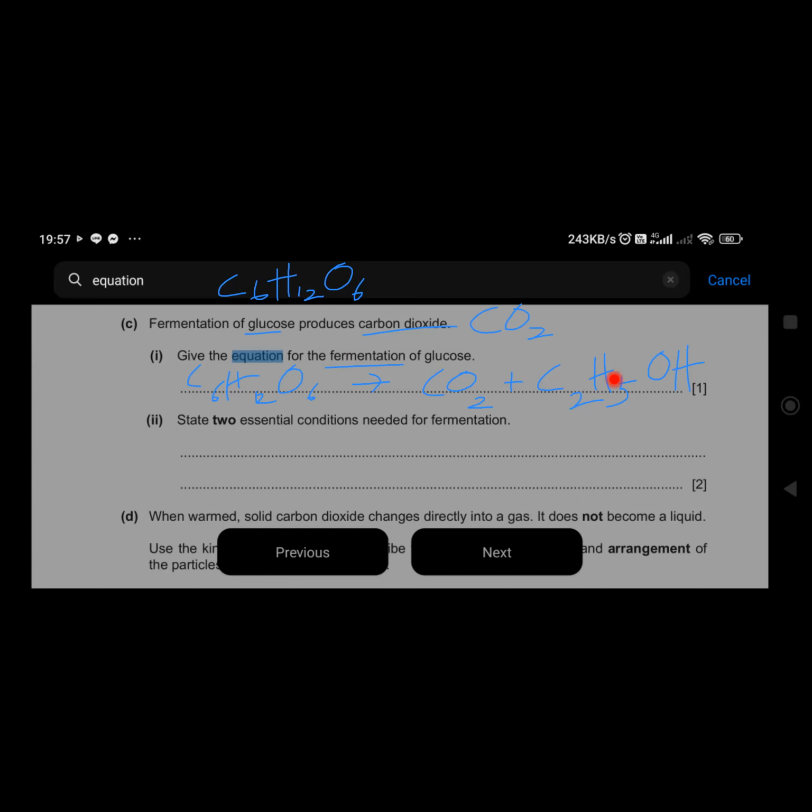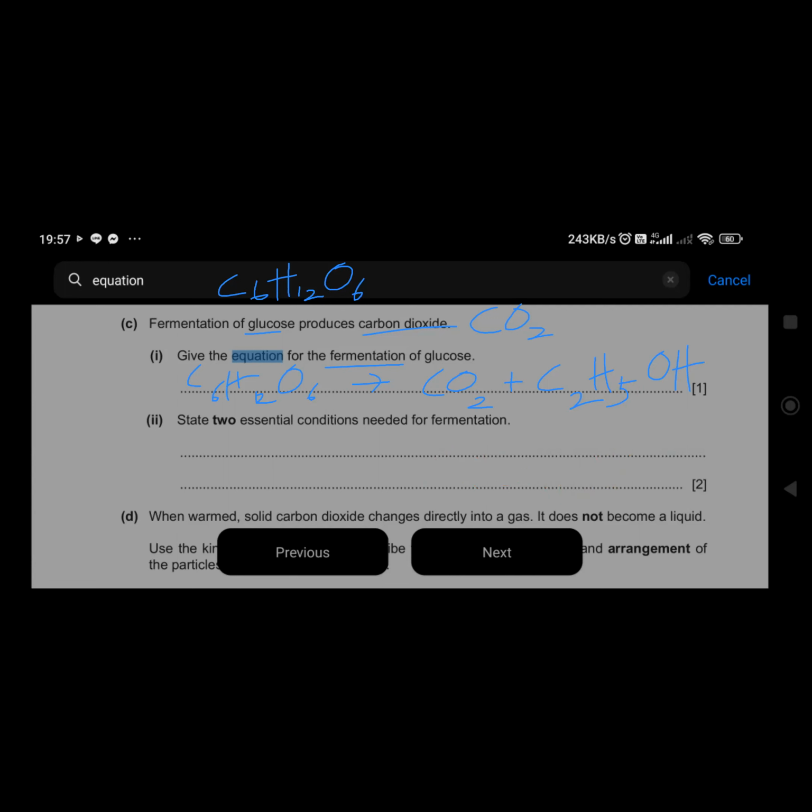Okay. What's the general formula for alcohol? CnH2n plus 1 OH, right? Here you go. So that's carbon 2, which means hydrogen has to be 2 times that plus 1. So 2 times 2 is 4, 4 plus 1 is 5. And OH. That's ethanol's formula in case you have problems, right? Right, that's it. And you have to balance this.